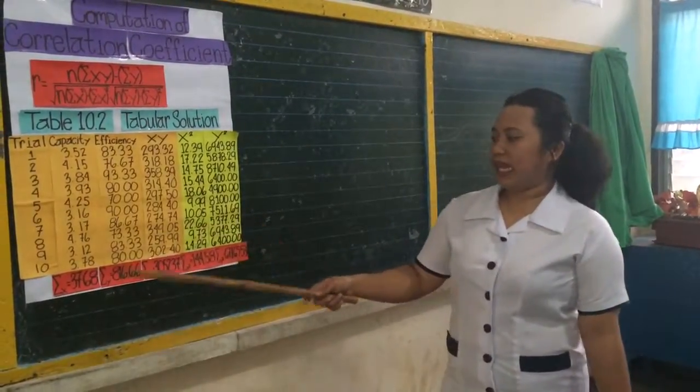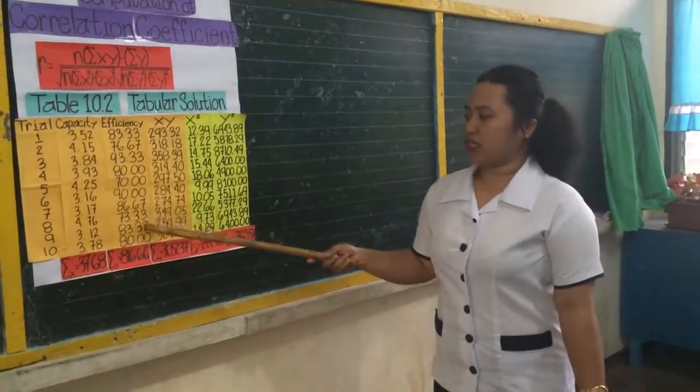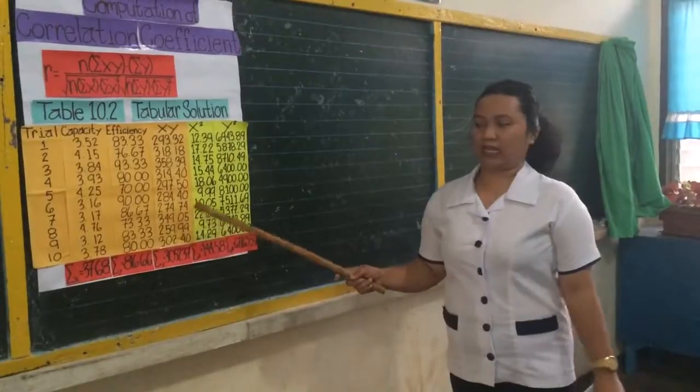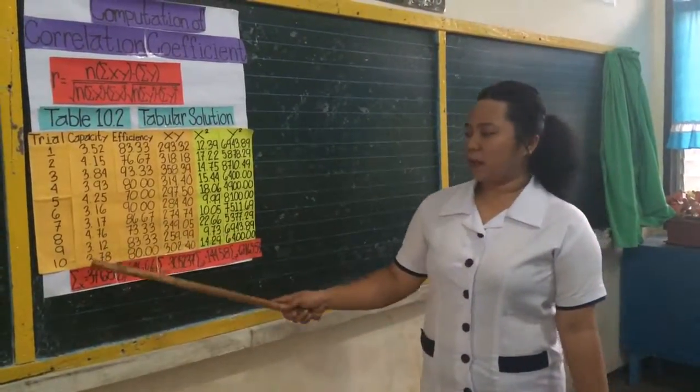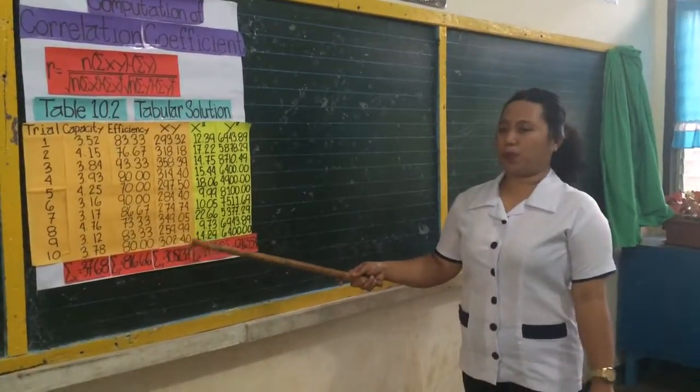349.05. Ninth is 3.12 times 83.33 is equal to 259.99. And the last is 3.78 times 80 is equals to 302.40.